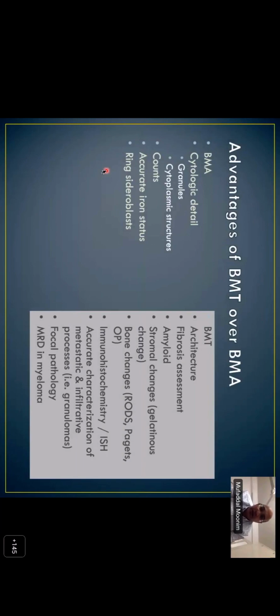Okay, another 10 minutes or so. We'll just quickly cover a few other aspects. What are the advantages of the bone marrow trephine over the bone marrow aspirate? Okay, you have to remember this is not a fight between the histopathologist and the hematologist. Okay, both of them are complementary. They provide different kinds of information, and you need all of this information to come to any kind of sensible diagnosis.